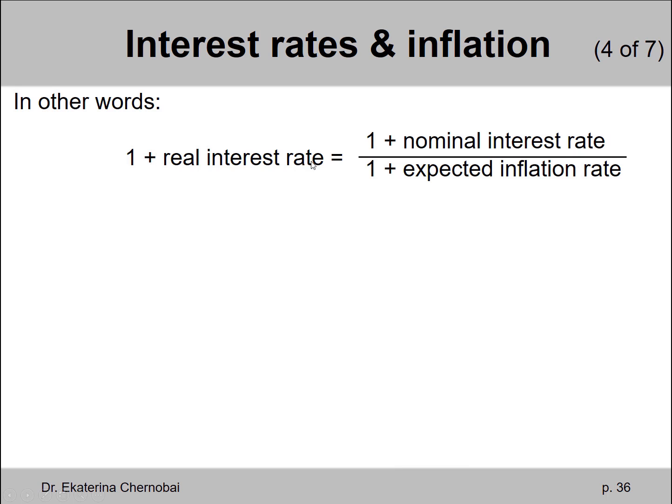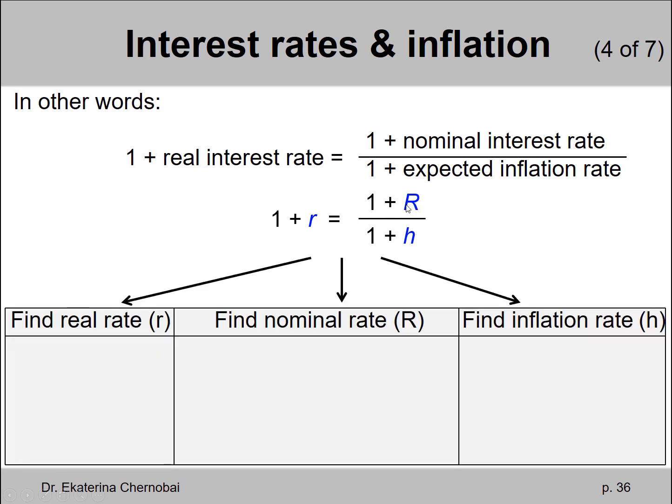So 1 plus the real rate is calculated by taking 1 plus the nominal rate and dividing that by 1 plus the expected inflation rate. Using notation, the real rate is lowercase r, the nominal rate is uppercase R, and you can think of it as the nominal rate typically being higher, so it's uppercase, and you divide by 1 plus h, where h stands for inflation rate. Because there are 3 notations in this formula, there are 3 things you might be asked to solve for: either the real rate, or the nominal rate if the real rate is given, or the inflation rate if both the real and the nominal rates are given. So we can rearrange this formula to solve for lowercase r, uppercase R, or h.